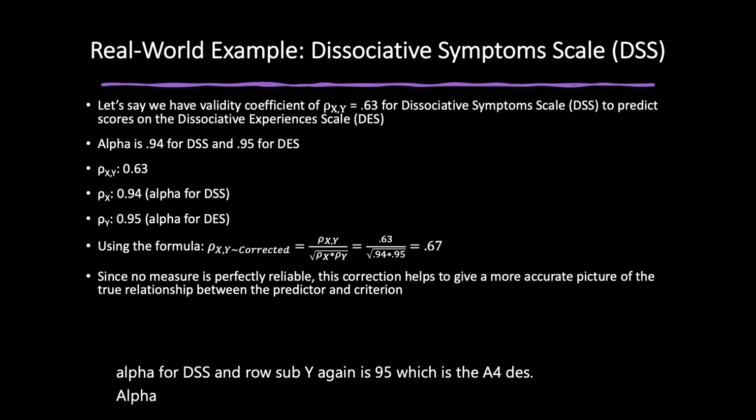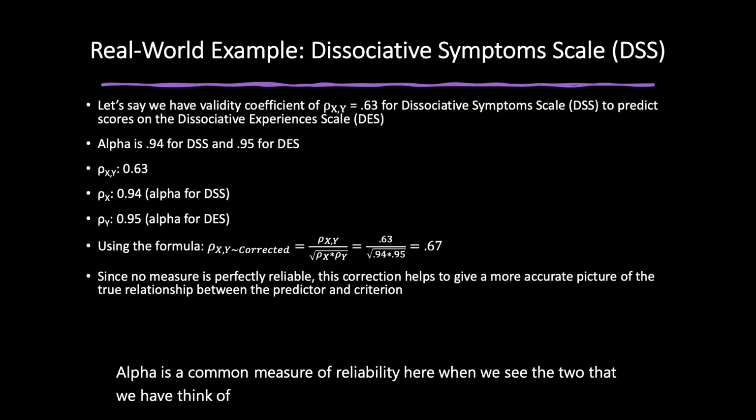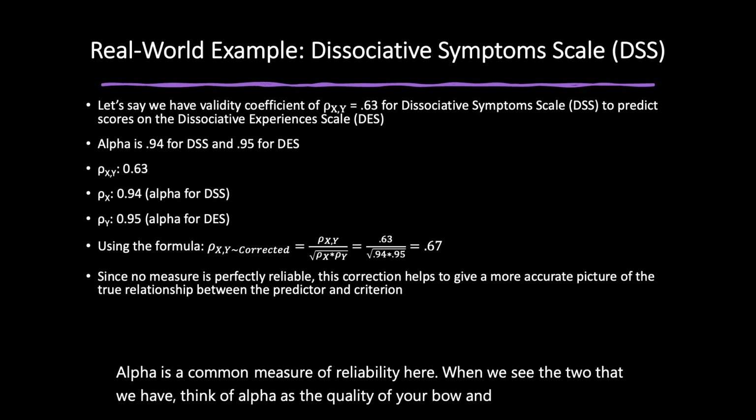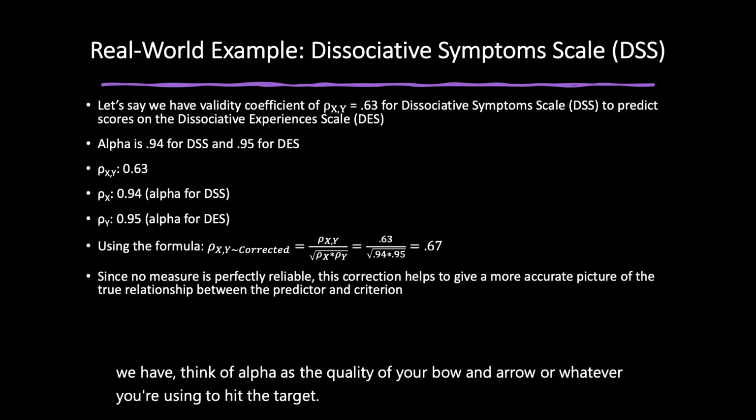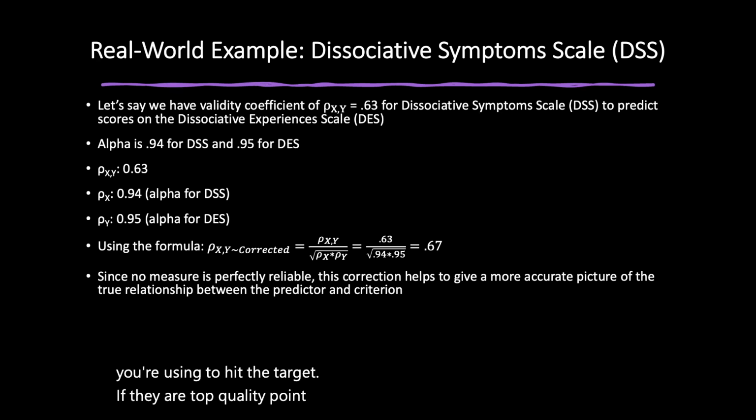Alpha is a common measure of reliability. Here, when we see the two that we have, think of alpha as the quality of your bow and arrow, or whatever you're using to hit the target. If they are top quality, 0.94 for DSS and 0.95 for DES, you're likely to hit closer to your target. Using the correction formula, this accounts for unreliability in measures.